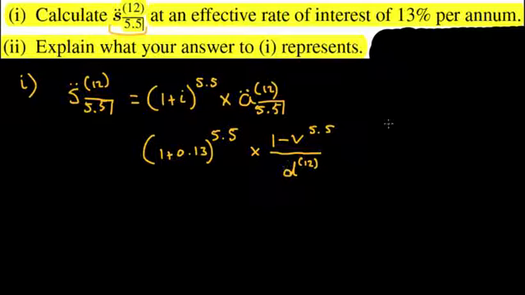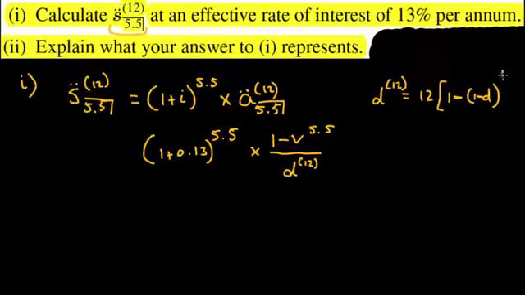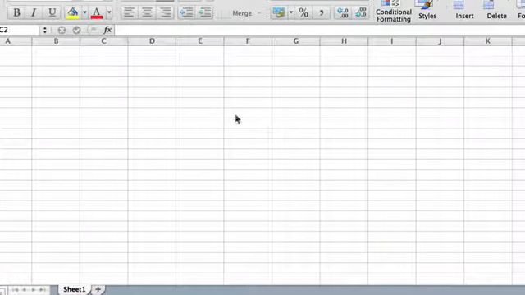And how do we get d to the 12? Well, we know d is i over 1 plus i, or 1 minus v, whichever one. Now d to the 12 is equal to 12 times (1 minus d, which is also v, to the power of 1 on 12), all enclosed in those brackets. Now we can figure that out on Excel, put it in there, and we'll have our answer. And that v is 1 over 1.13.